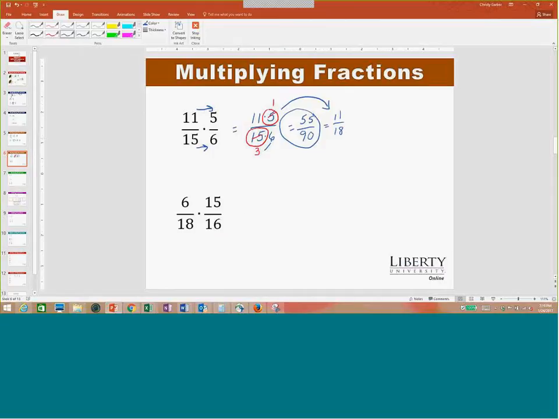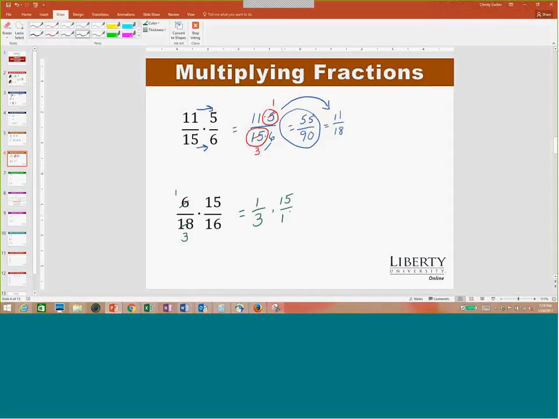Okay, let's look at another example: 6/18 times 15/16. If you have a chance, when you're given a problem like this, to simplify one of these fractions, go ahead and do it so that you're not multiplying larger numbers. For example, I know that 6/18 is not simplified because 6 is a factor of 6, and it's also a factor of 18. So I can rewrite this first fraction as the simplified 1/3. 6 goes into 6 once and into 18 three times. So 6/18 simplifies to be 1/3.